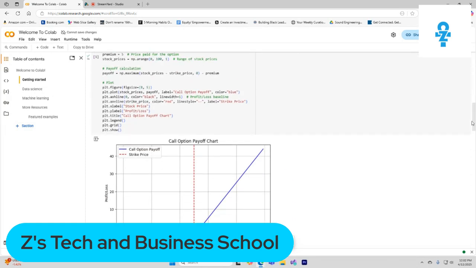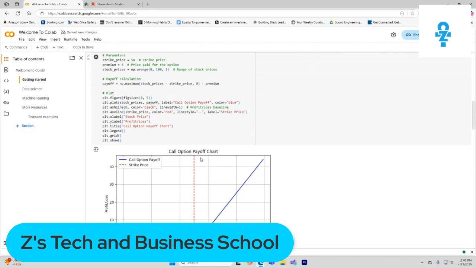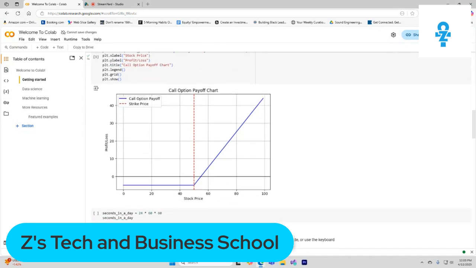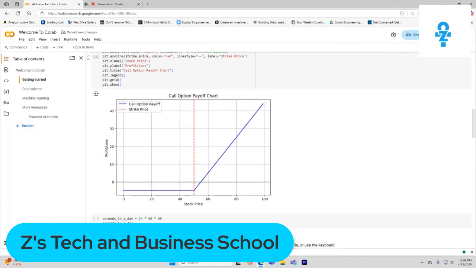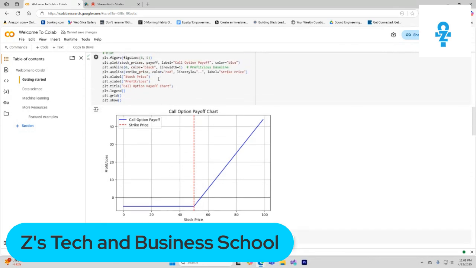And this is what you get, you see? Call option payoff chart. You can see the title is call option payoff chart right there. And you got your label, profit, loss. It's on the Y label, and so that's over here on the Y. I did put some on the X, so that would be here, stock price.